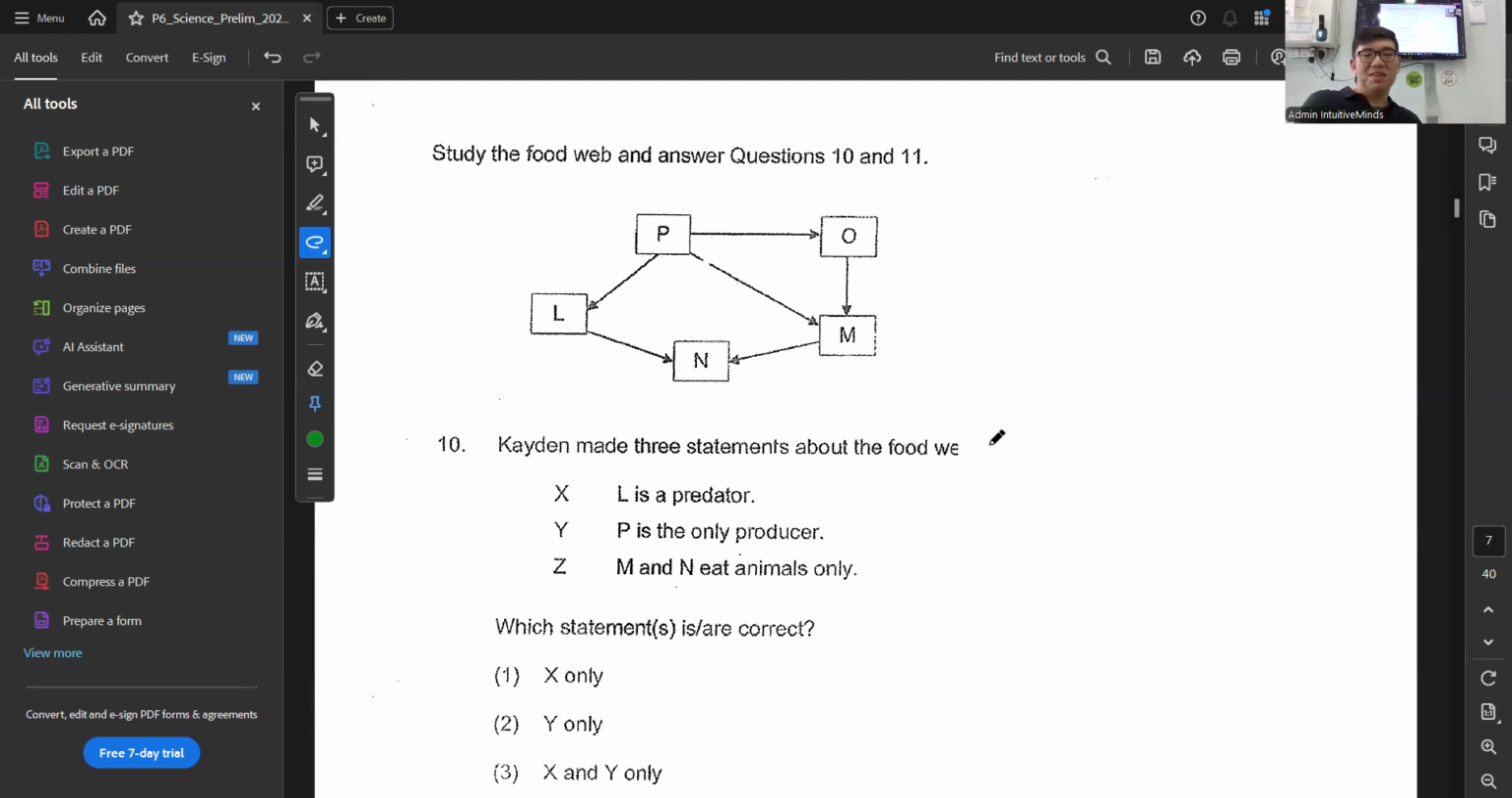Who is the apex predator? And who is the prey and predator? L-O. Wait, no, L. L only? Why is your M not? So what's the final answer? L and M. These two are. Okay, how do we know it's a prey and predator? Prey is being eaten by N. So that's a prey.